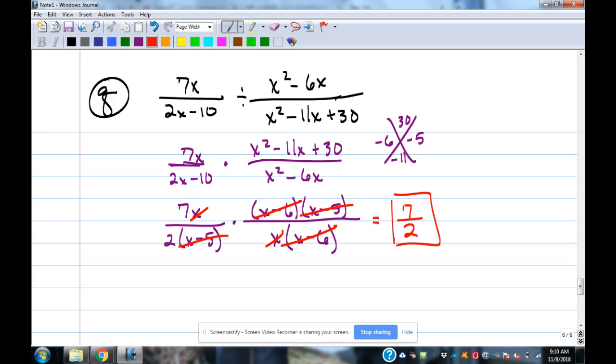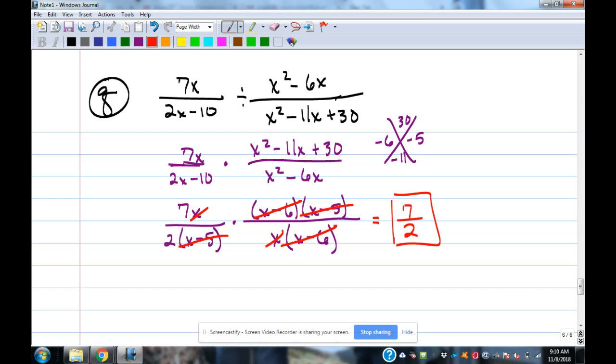So division is the exact same as multiplication. You just flip the second one first. Before you start, flip the second one. Then it's the same rules as multiplication. It's no different at all. Okay? All right.